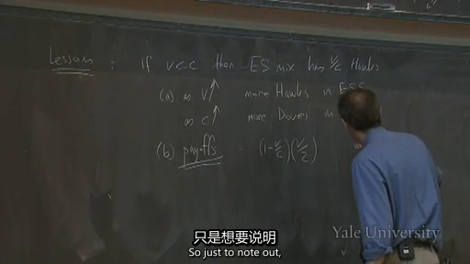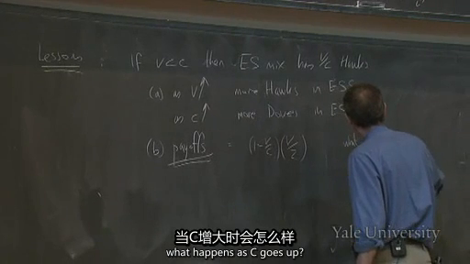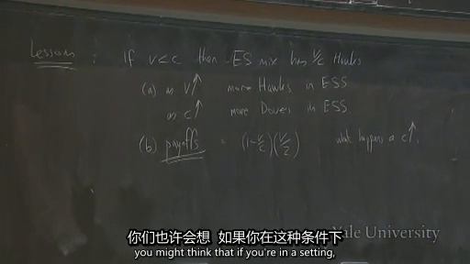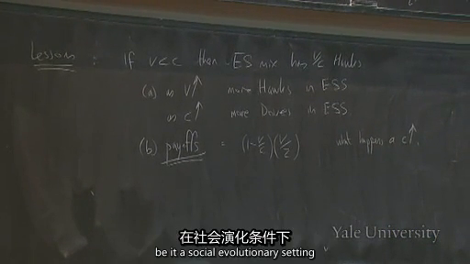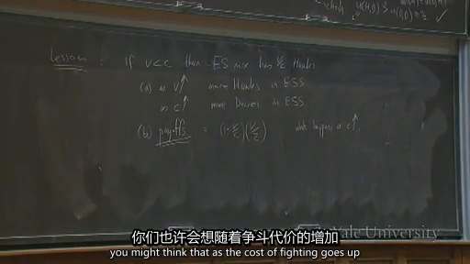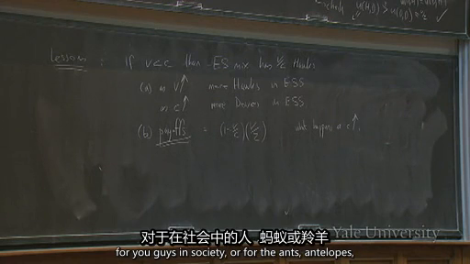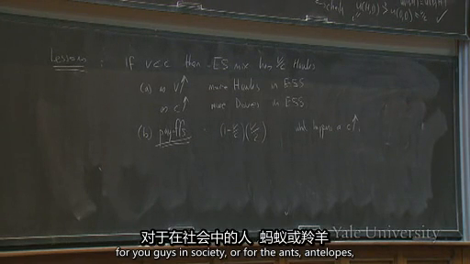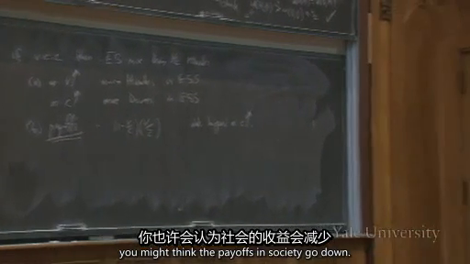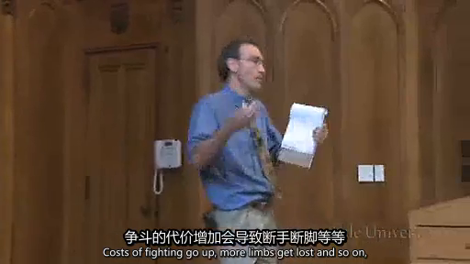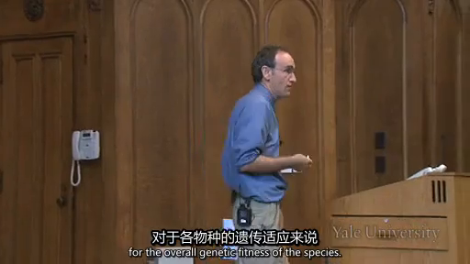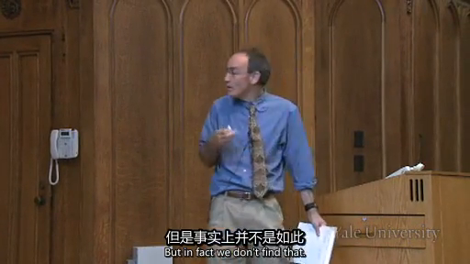So just to note out what happens as C goes up. You might think, naively, that if you're in a setting, be it a social evolutionary setting or a nature evolutionary setting, as the cost of fighting goes up for you guys in society or for the ants, antelopes, or lions we're talking about, the payoffs in society go down. Cost of fighting go up, more limbs get lost, and so on. Sounds like that's going to be bad for the overall genetic fitness of this species. But in fact, we don't find that.